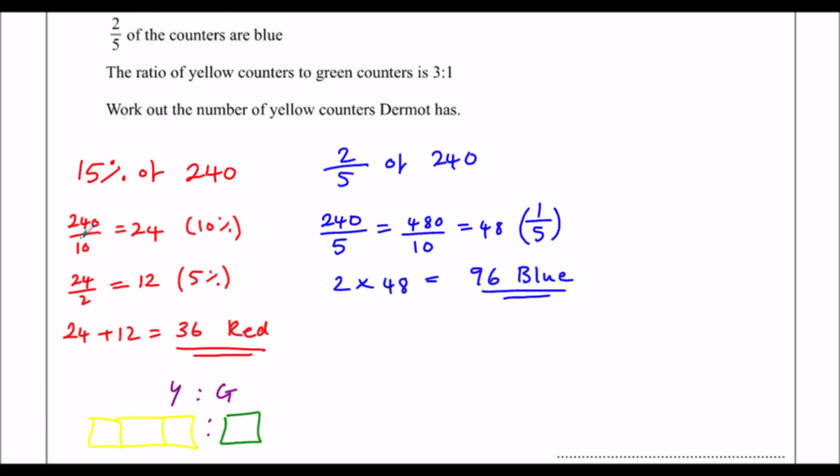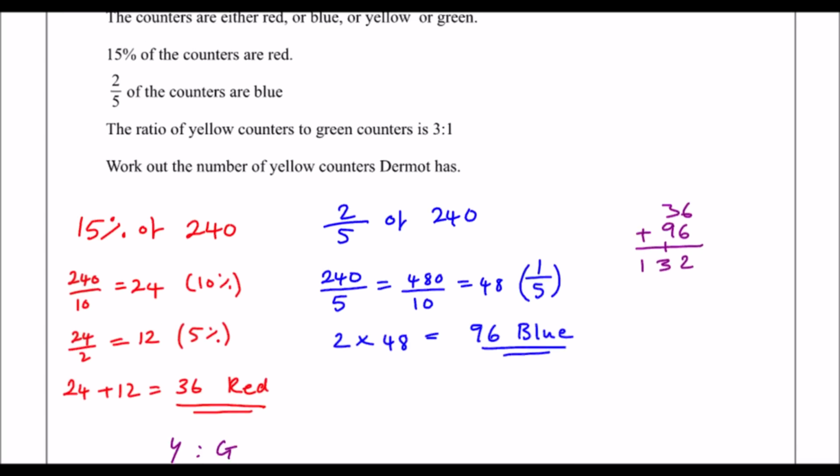But we need to know the total first. So we've got 36 and 96. Add them up. So 6 and 6 make 12. 1 and 9 and 3 is 13. So 132.